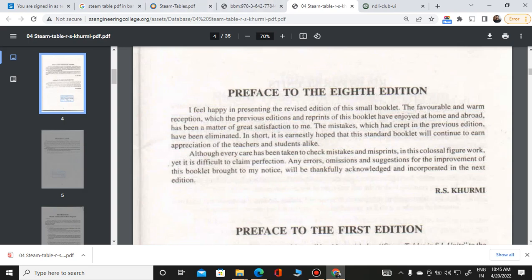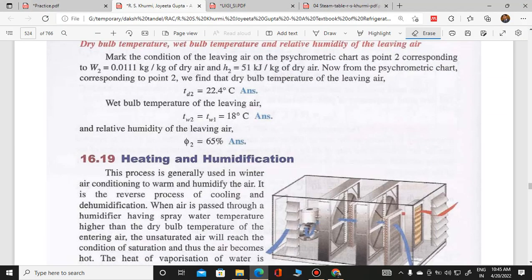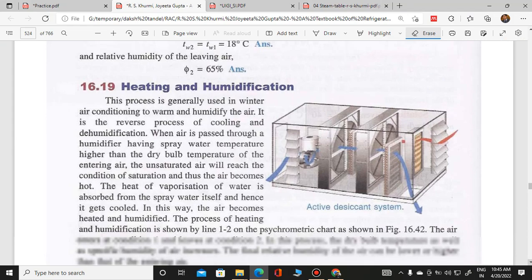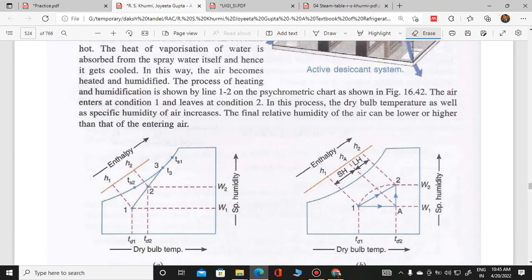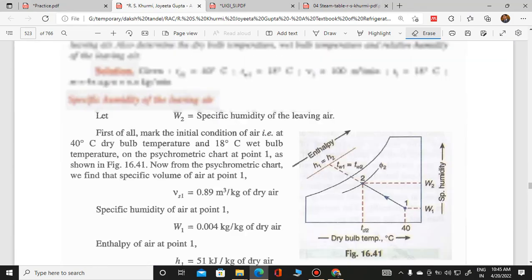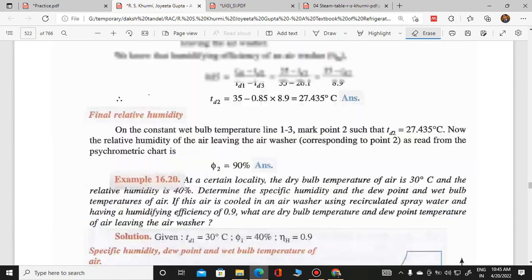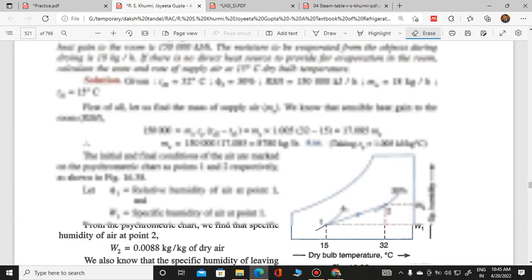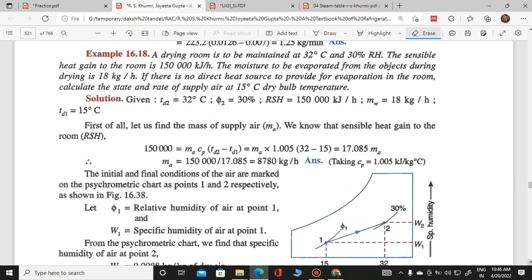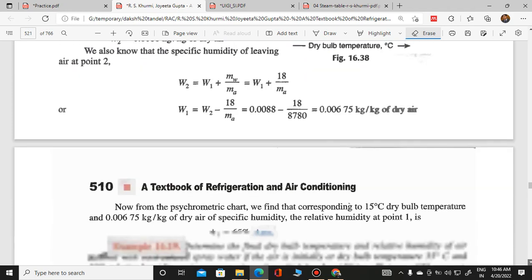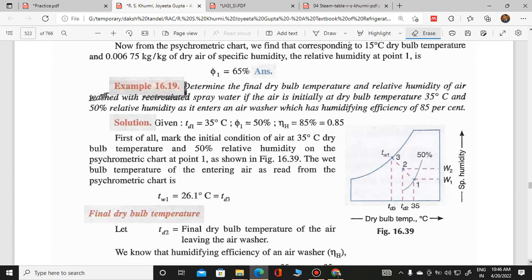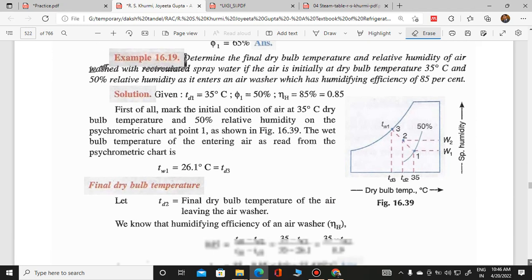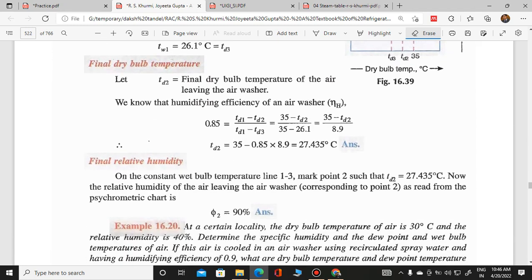Numerical. For that, let us go to that numerical. This is the numerical. Now for that, let us read the data, and on the basis of that we will calculate.